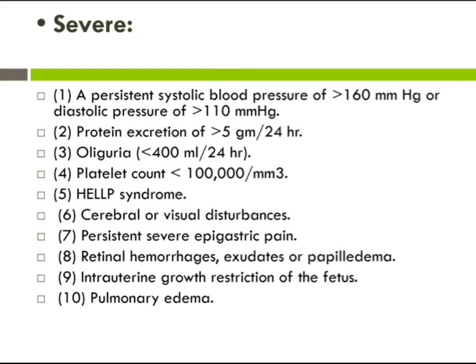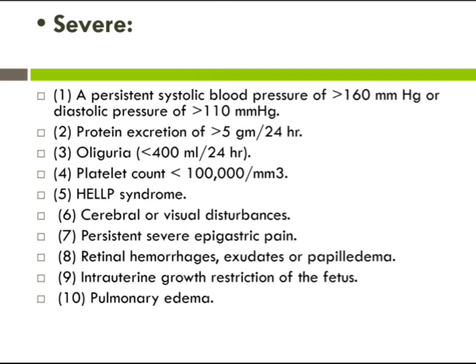Severe preeclampsia. 1. A persistent systolic blood pressure of greater than 160 mm mercury or diastolic pressure of greater than 110 mm mercury. 2. Protein excretion of greater than 5 grams in 24 hours. 3. Oliguria of passing urine of less than 400 ml in 24 hours. 4. Platelet count less than 100,000 per cubic millimeter. 5. HELLP syndrome. 6. Cerebral or visual disturbances. 7. Persistent severe epigastric pain. 8. Retinal hemorrhages, exudates or papilledema. 9. Intrauterine growth restriction of the fetus. 10. Pulmonary edema.